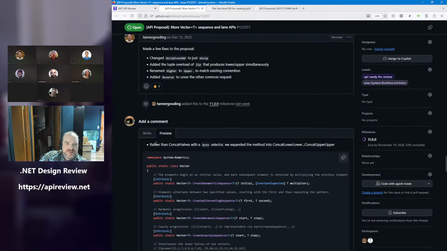All right, so wait, where are we suggesting using even and odd in place of alternating? Oh, create alternating sequence currently takes first and second, and so it would be the parameter names even and odd. Yeah. Got it.